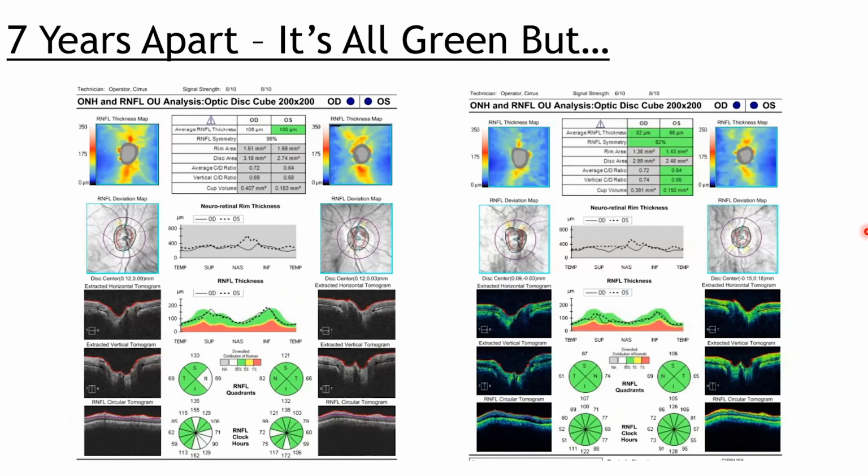But let's go back to his original exam 7 years prior. And this is kind of very similar to the case that Danica showed. Notice the saturation of the colors. We've lost that saturation. So if you saw him on this date, let's say he's moved into your area and he's become your patient, then you wouldn't have recognized that he has actually lost a fair bit of his retinal nerve fiber layer.